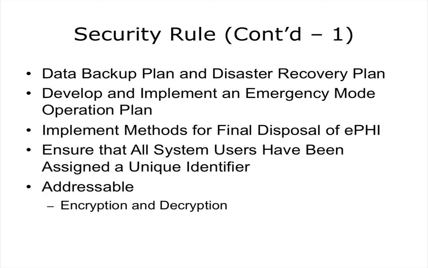Under the security rule, you must ensure that all system users have been assigned a unique identifier. For example, there should be no joint identifier for all of the people working in the emergency room or in the intensive care unit. Each user on a given system must have a unique identifier so that audit logs can be created and it is known who accessed which information and where.